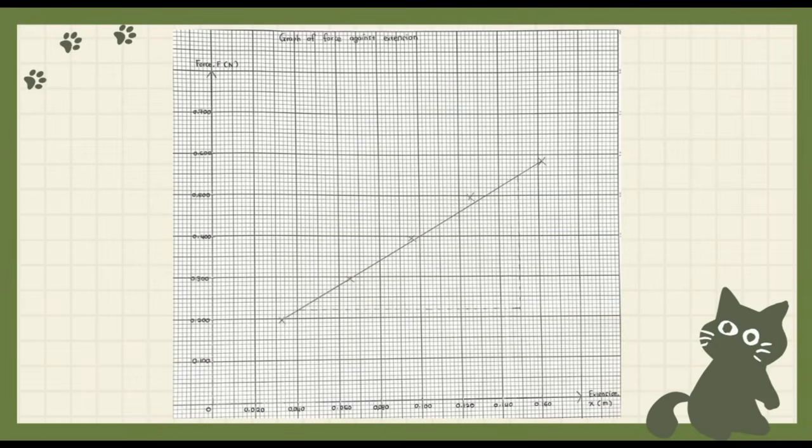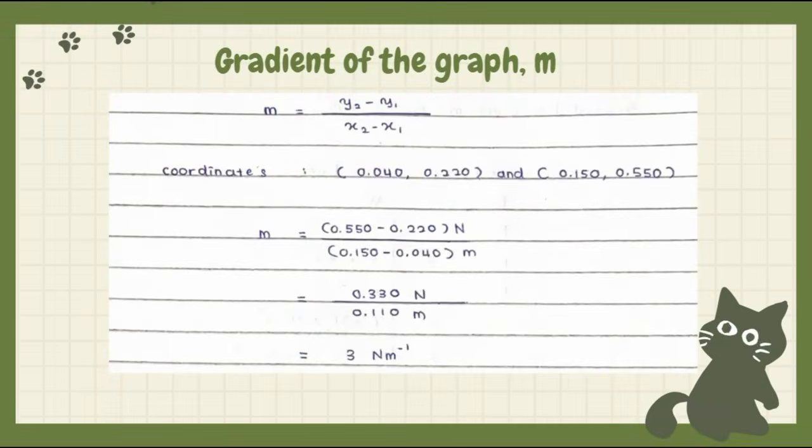Next, to find the gradient of the graph, we must sketch a mini triangle along the straight line. Then, choose any 2 points and use them as the coordinates to obtain the gradient, which is 3 Newton-meter.